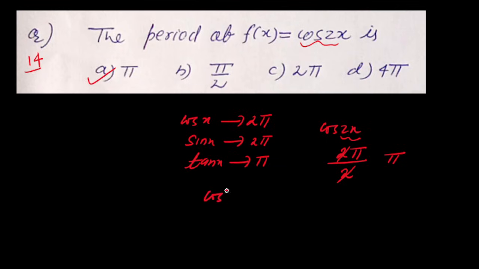Suppose I ask you what is the period of cos x by 3. What will be your approach? 2 pi, and you have to divide it by the coefficient of x, that is 1 by 3. So what will you get? You will get 6 pi. Okay, this is how you should be able to solve this question. So the correct option of question number 14 is A.